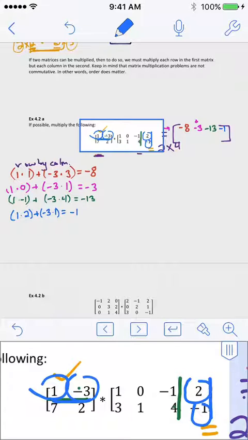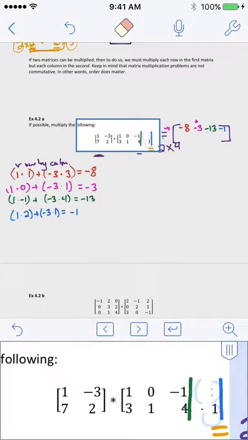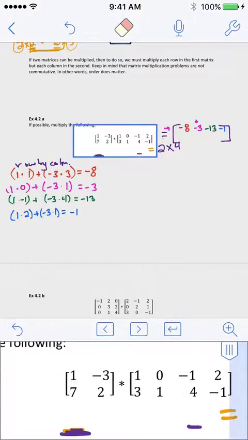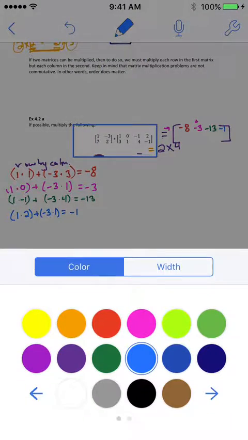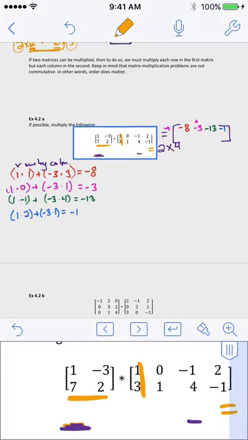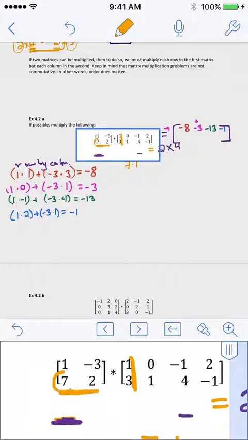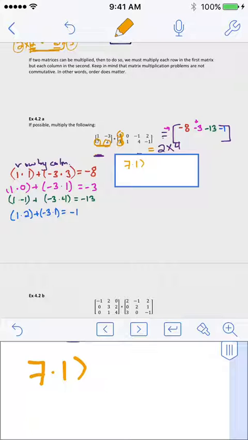Now we're going to do the exact same thing with the second row, the exact same thing as we did the first row. Again, let me clean this up a little bit so we can see more. We're out of colors. So my second row times the first column, right? Second row, first column is going to be 7 times 1. Those are the first entries. And the second entry is 2 times 3. Plus 2 times 3.